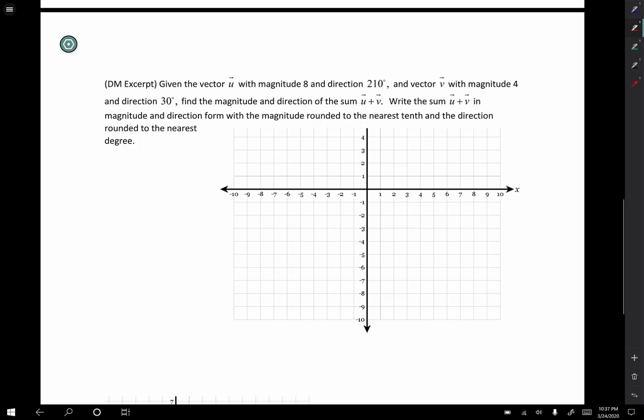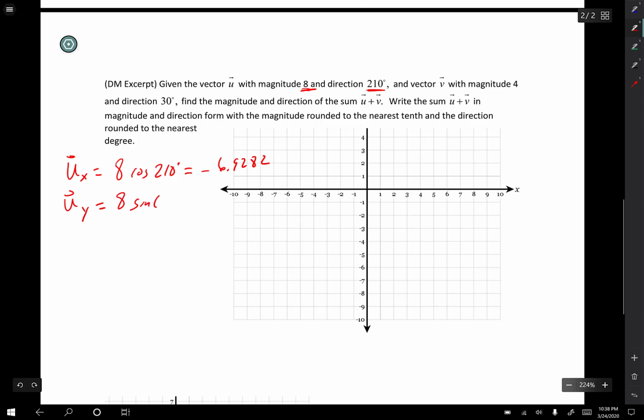All right, I'm going to break these up into x and y components, guys. So I'm going to say vector u in the x direction is nothing more, and you've done this in physics already, guys. So the magnitude is 8 and the direction is 210. So 8 cosine 210 degrees. And when I type that into my calculator, I get negative 6.9282. And then vector u in the y direction, 8 sine 210 degrees.